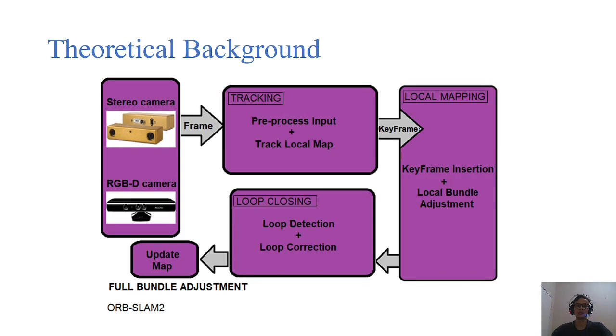And that's the modules diagram system of the ORB-SLAM2. The ORB-SLAM2 works with 3 threads working in parallel: tracking, local mapping, and loop closing. In the tracking, the image pre-process plus a local track is done to generate the keyframe. For the local mapping, the keyframe insertion plus local bundle adjustment is done. And in the loop closing, the loop detection plus loop correction is done, and finally a map update and full bundle adjustment, at the end of the whole process.